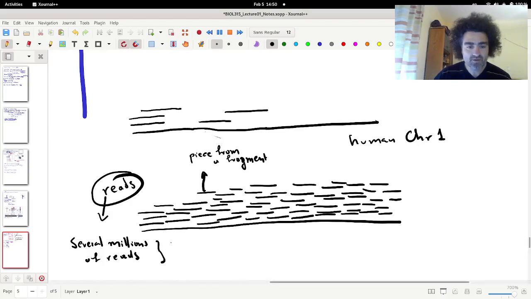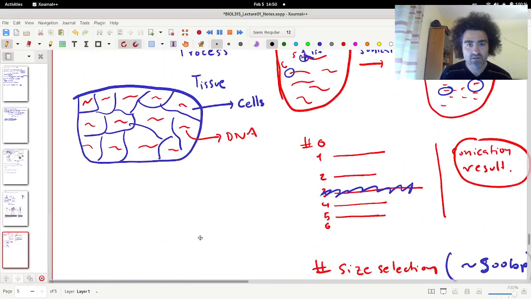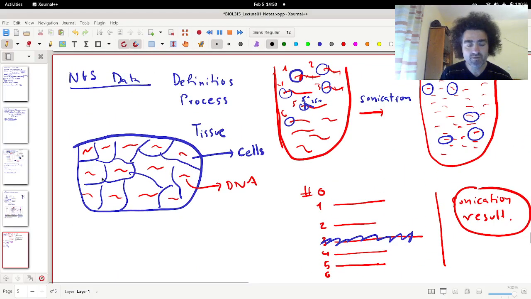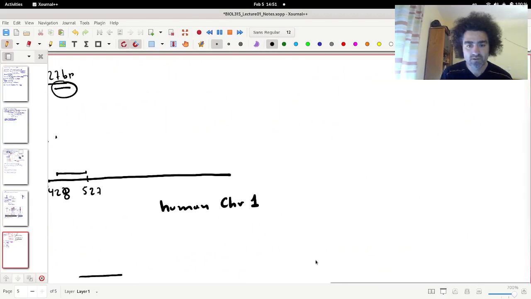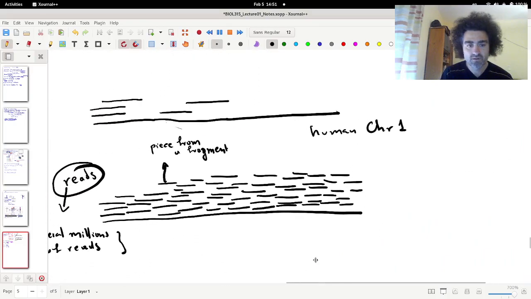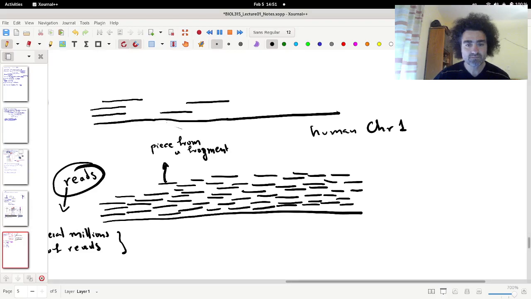What is important to understand is that these millions of reads do not come from the same molecule of DNA, but they come in fact from different, ideally exactly the same molecules of DNA, because you remember here that we had DNA from a multitude of cells. Okay, so these are reads.